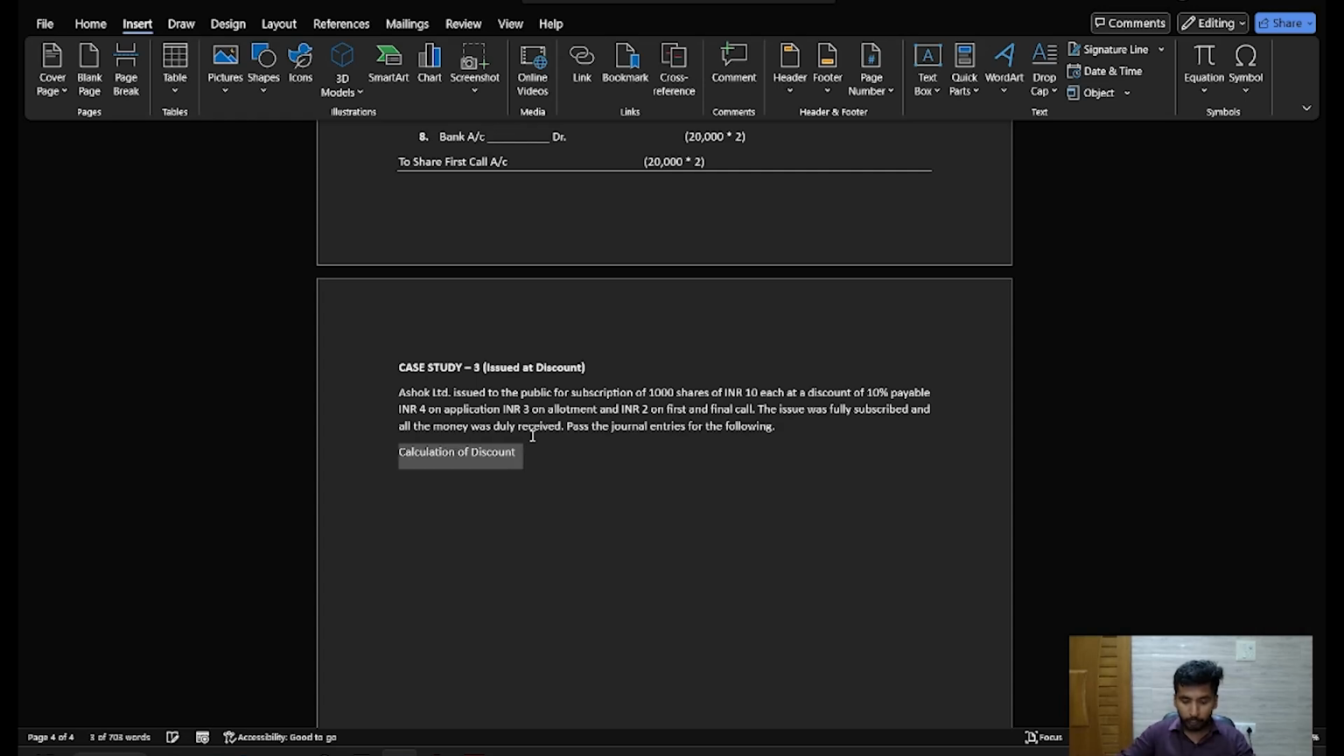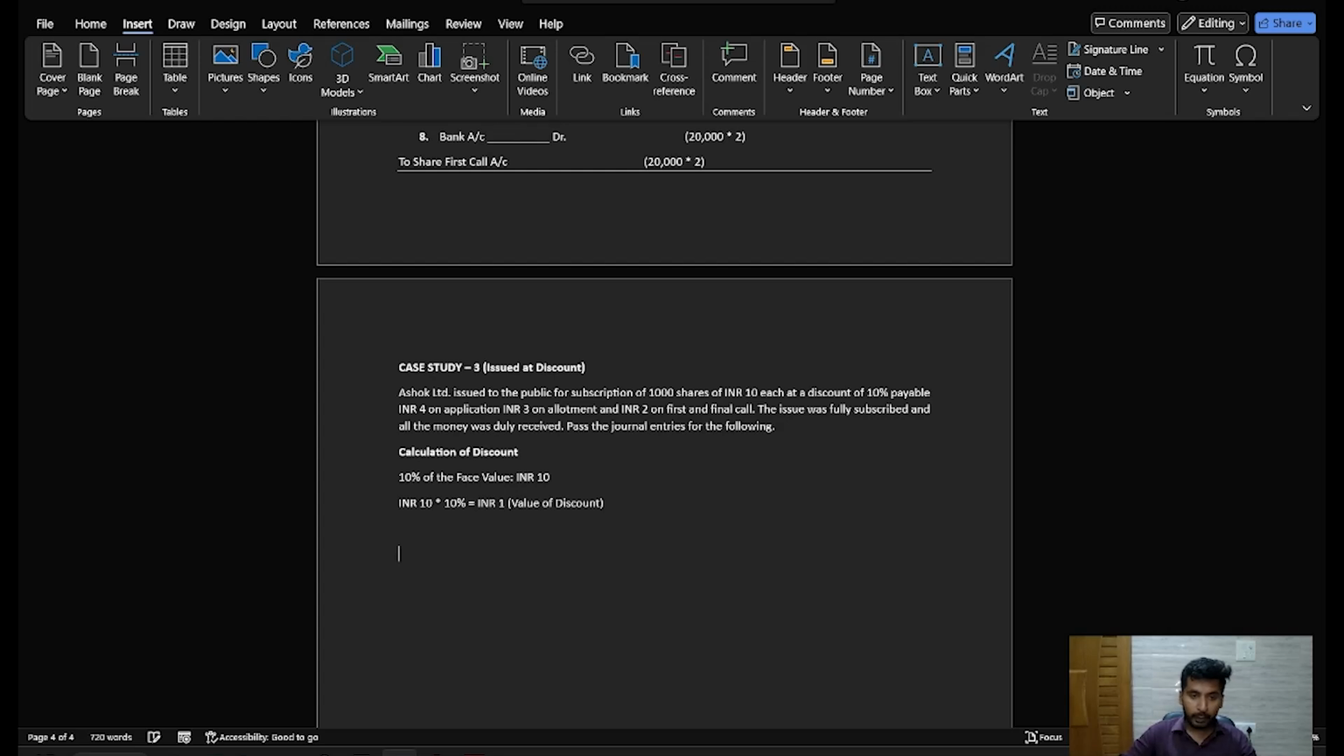When we talk about the calculation of the discount, it is 10%, that means 10% of the face value. Now, what is the face value? Face value is rupees 10. So rupees 10 multiplied by 10% is equivalent to rupees 1. So the discount is rupees 1, and this is the value of discount.